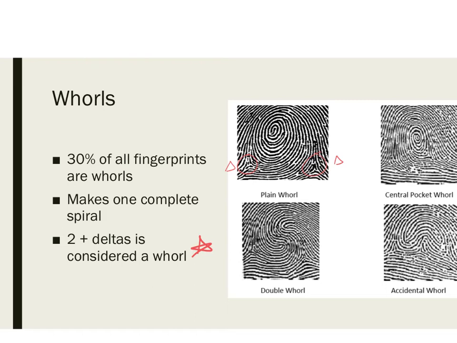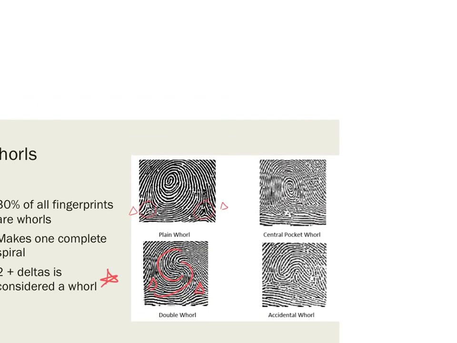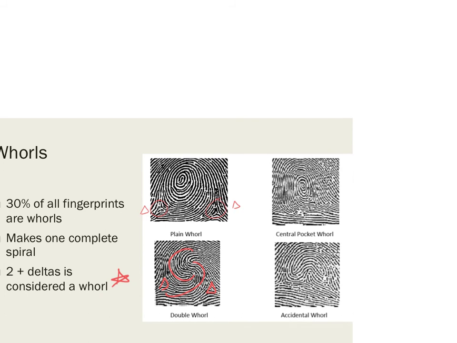Okay. If you look here, here's a double whorl. Do you see how it spins once and twice? Still 2 deltas right there and right there. For a central pocket versus a plain, the main difference is if you look at the very, very center. Do you see how the central pocket has almost a perfect circle with a dot? That would be a central pocket whorl.